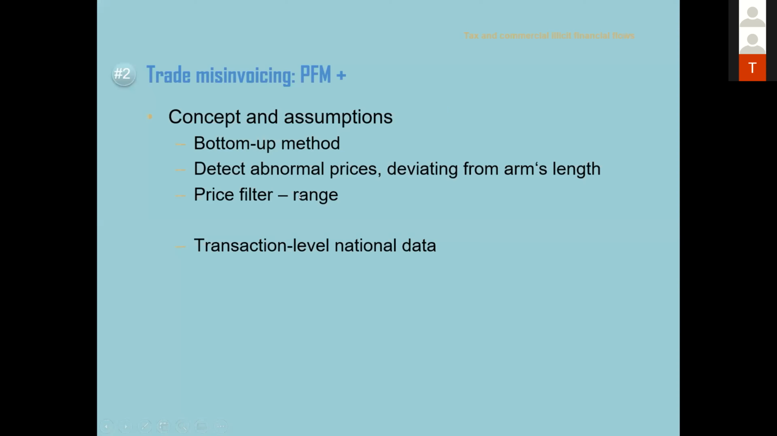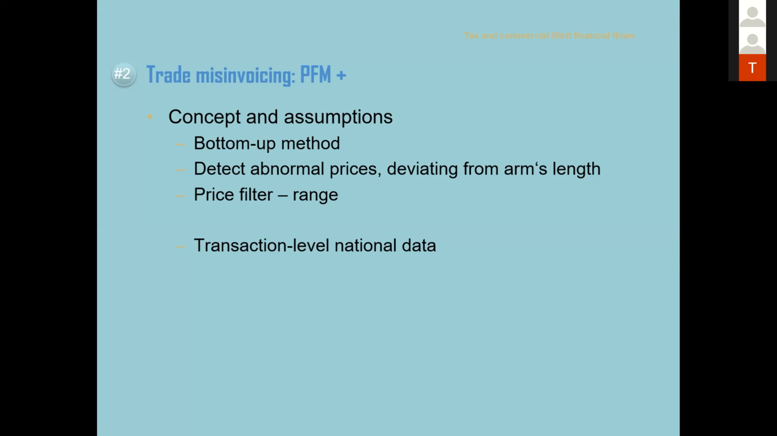So let's start right away with the concept and the assumptions behind this method. First of all, unlike the partner country method, which was a top-down method, the price filter method is a bottom-up method, which means that we start our analysis at a very granular, disaggregated level, the transaction level, and then slowly build it up to a value of the indicator. It is important to identify that.